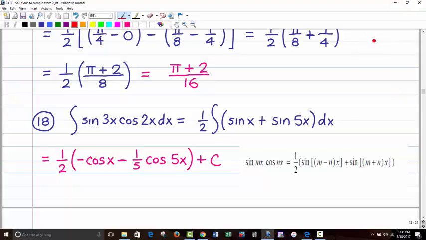Once you have it converted, it's easy from there. The antiderivative of sine of x is negative cos x, and the antiderivative of sine of 5x would be negative 1/5 cos of 5x. And a multiple choice answer would most likely have the 1/2 distributed through the parentheses, but I think that would be the least of your concerns at that point. So, that takes care of the trig integration.